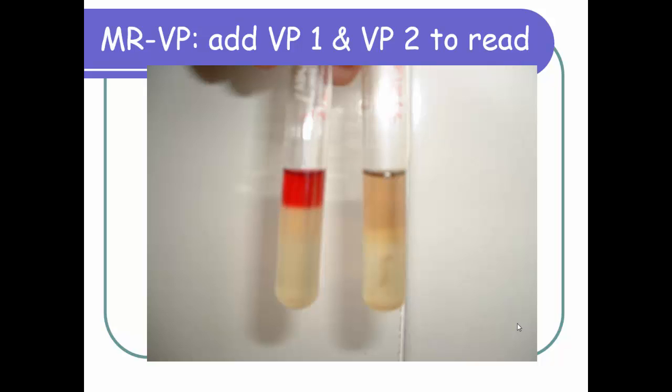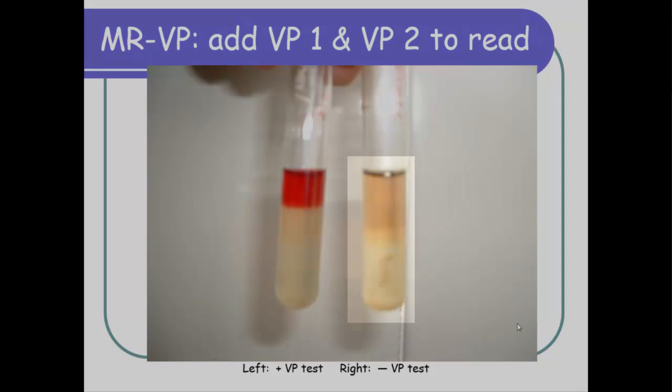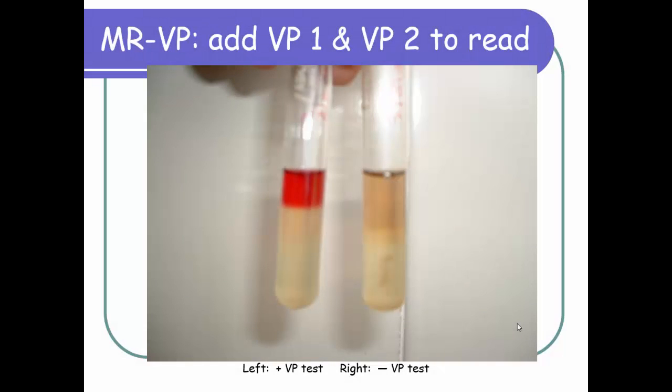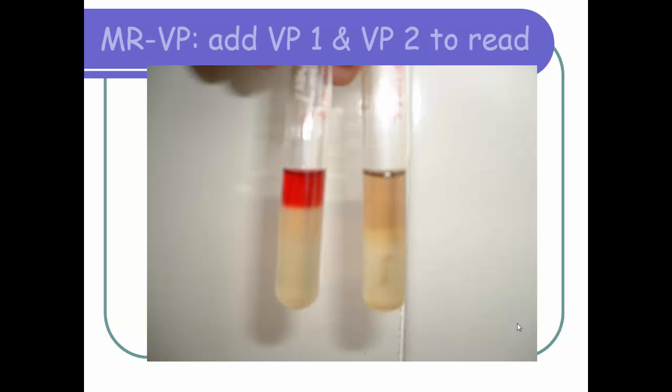If, upon adding VP1 and VP2 reagent, the test media turns red, it's a positive test for VP. If it remains yellow or does not turn red, it's a negative VP test. The MR test checks for the presence of alcohol made by the bacteria. The VP test tests for the presence of acids.